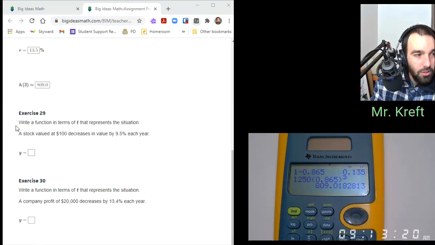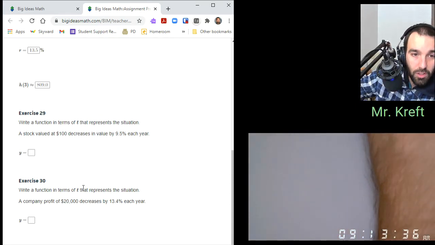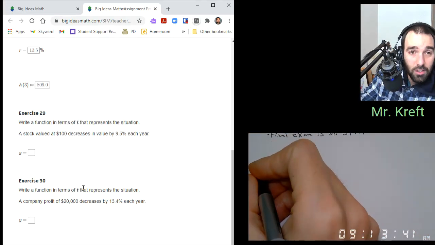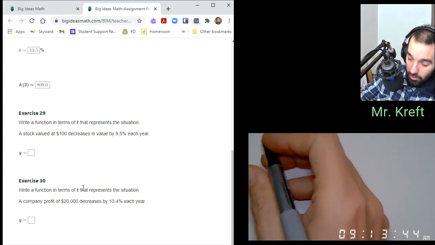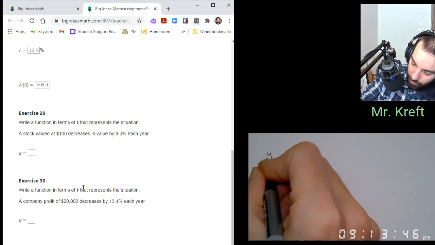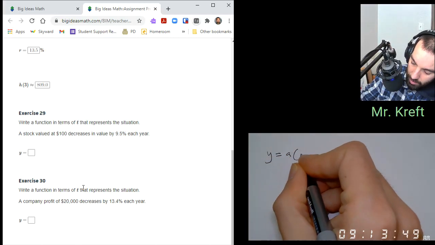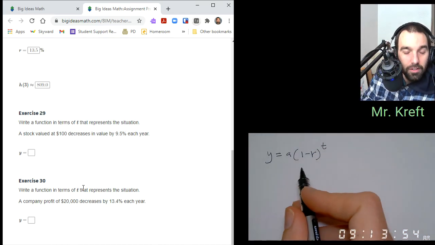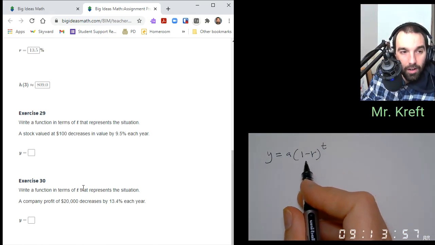If we take a look at question 29, it says, write a function in terms of t that represents the situation. The situation is you have a stock that has an initial value of $100 and it's decreasing at a rate of 9.5% each year. The first thing we have to figure out is, is it increasing or decreasing? It says decreasing, right? So in my notes, I would find that for decay, it's a times 1 minus r to the t. We need to identify my a and my r.